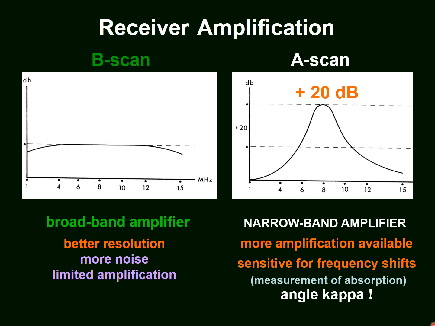There's another advantage of the narrowband amplifier. It is sensitive for frequency shifts, which the broadband amplifier is not. And so it helps to measure absorption and display the angle kappa, which is important in orbital differential diagnosis.